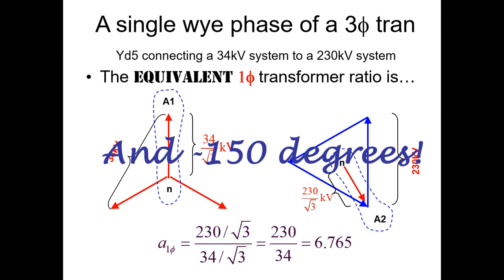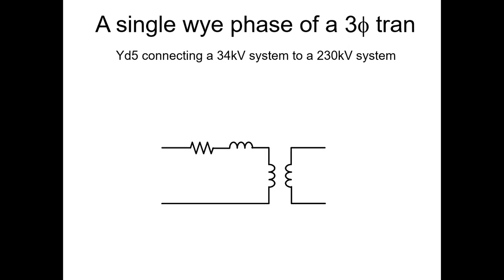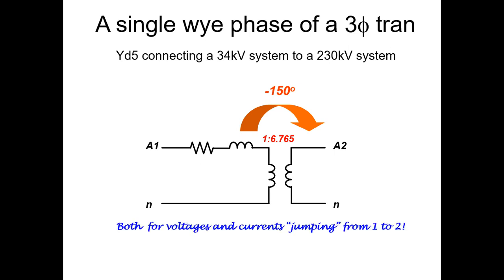And of course, we need to include the negative 150 degrees phase shift. This is the model. Neutral to phase A of the primary, neutral to phase A of the secondary. And the ratio, 1 to 6.765. And of course, the phase shift, negative 150 degrees when we move from the primary to the secondary, or we add if we're moving to the primary. Both for voltages and currents jumping from primary to secondary.